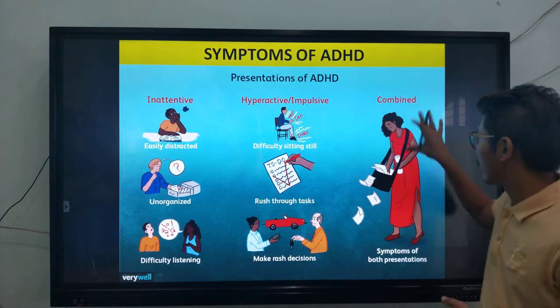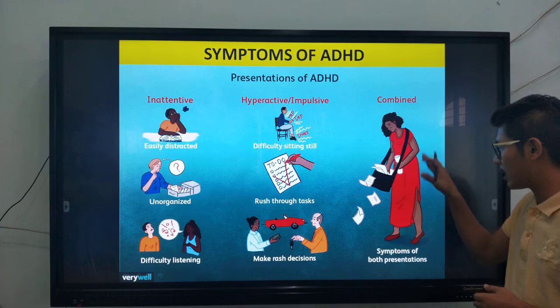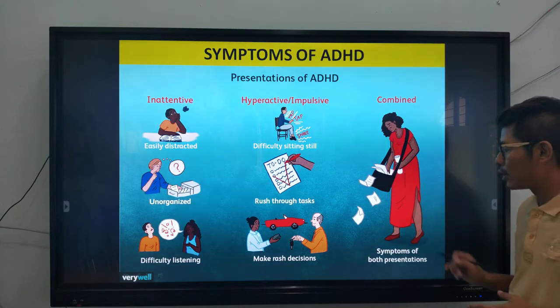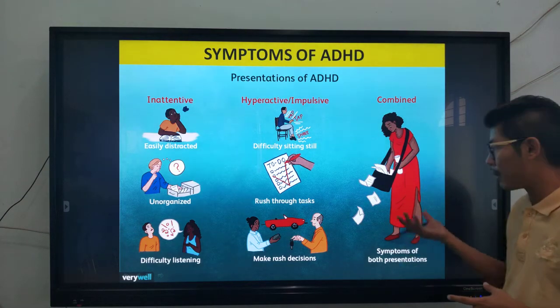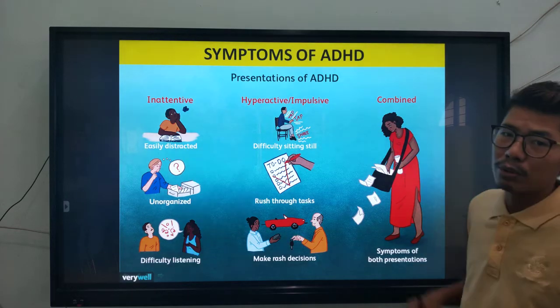And these are combined pictures of all the problems they're facing. So these are the images you see here. A person with ADHD may show this kind of behavior. Maybe the paper is falling down, then unorganized, maybe rushing. So these are the symptoms of ADHD.